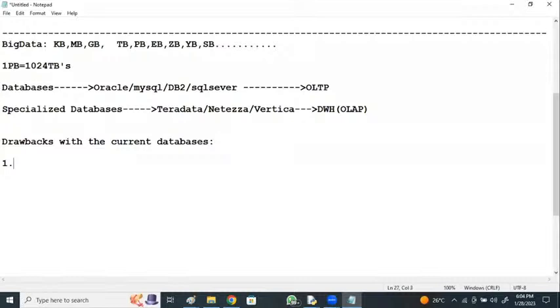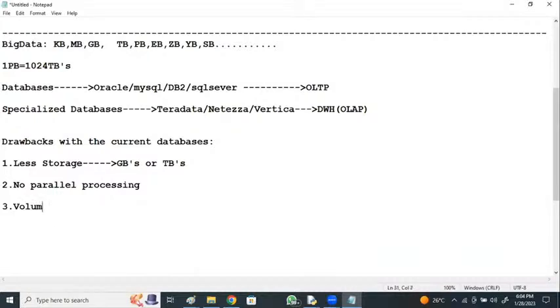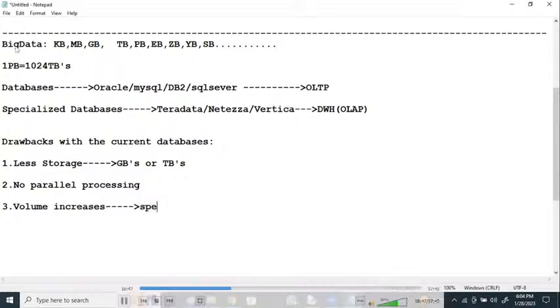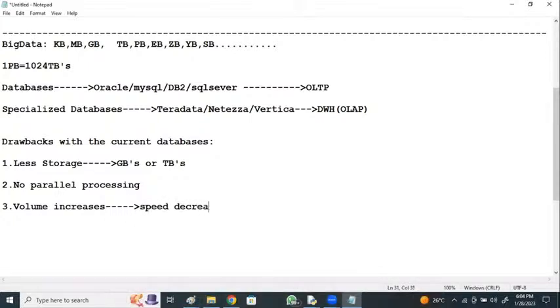So first thing, most of the databases handle very little storage. They can handle only GBs or TBs. Mainly, there is no parallel processing in most of the databases. And if volume increases, speed decreases. If volume increases, speed decreases.